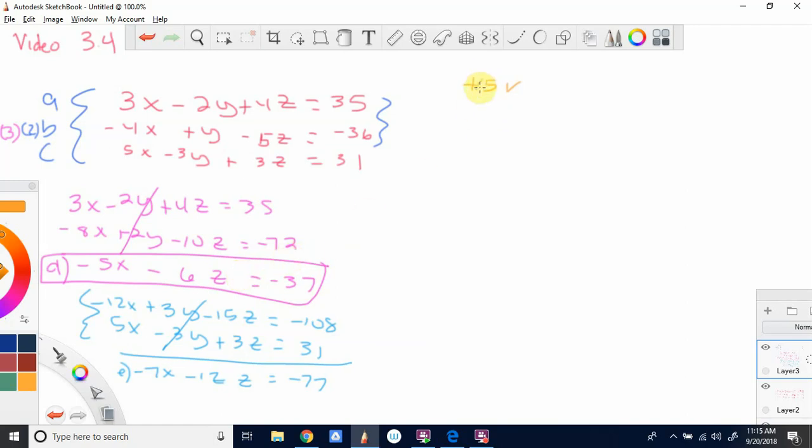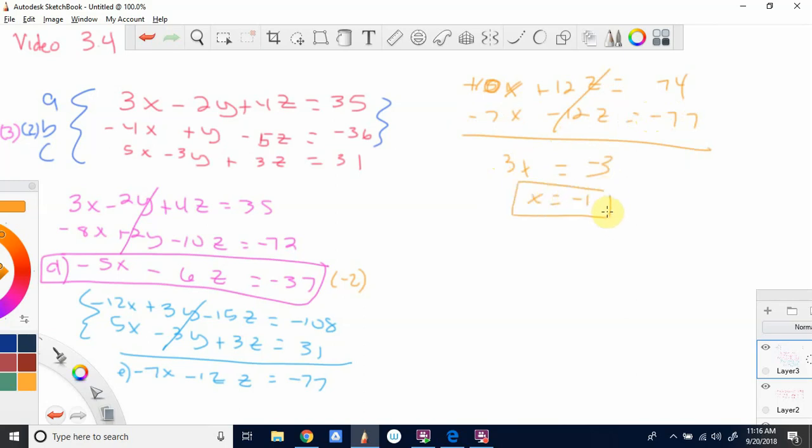So it's going to be positive 10x. We're multiplying this by negative 2, so let's write that in, it helps us. Plus 12z equals 74. Then we're just going to rewrite equation E, negative 7x minus 12z equals negative 77. They're going to cancel out. We end up with 3x equals negative 3, and x equals negative 1.